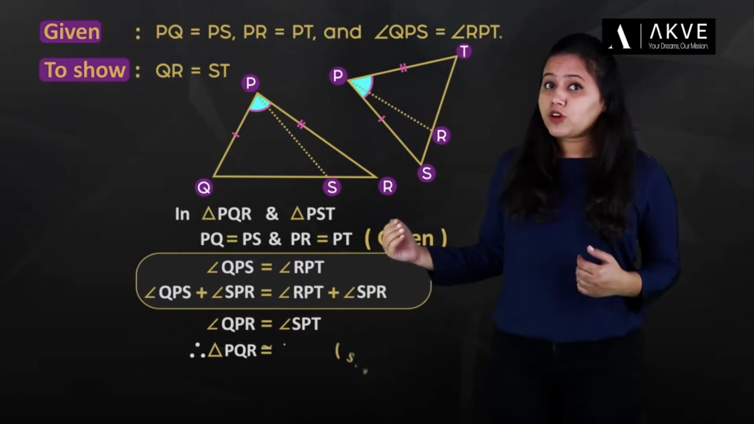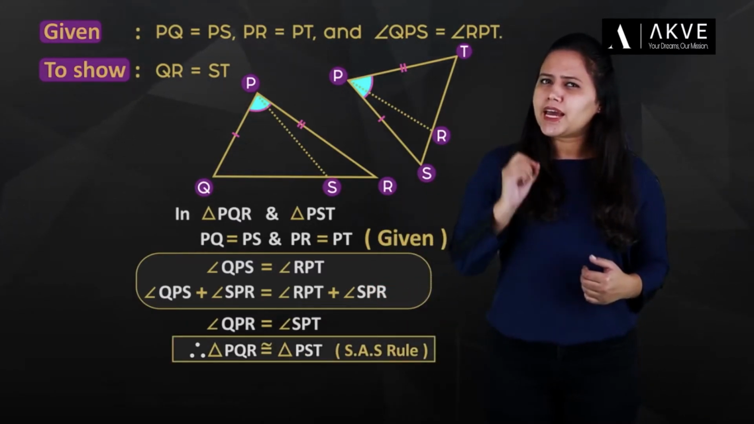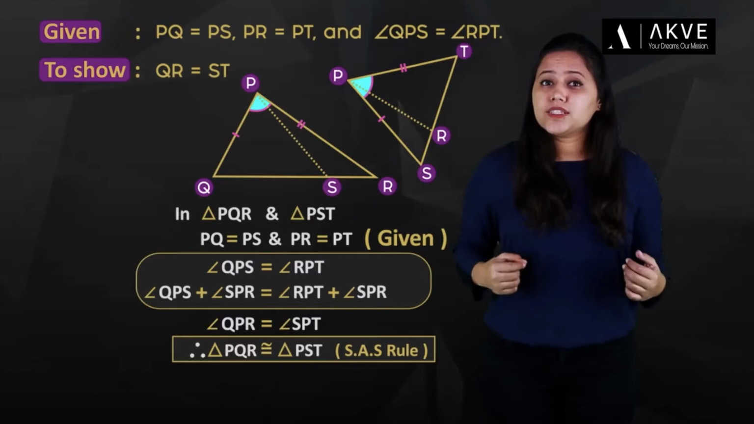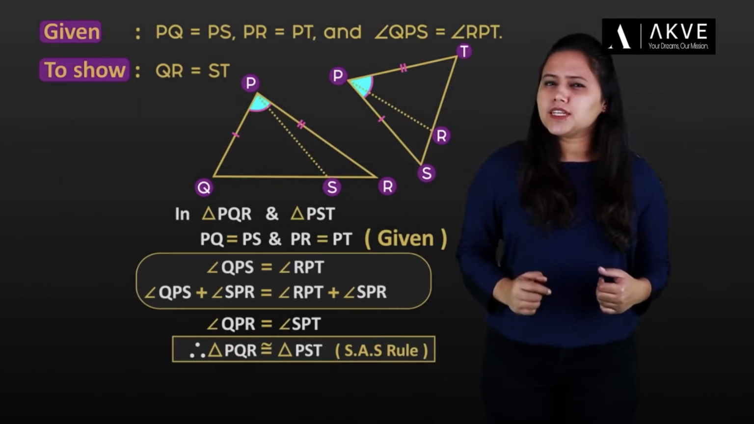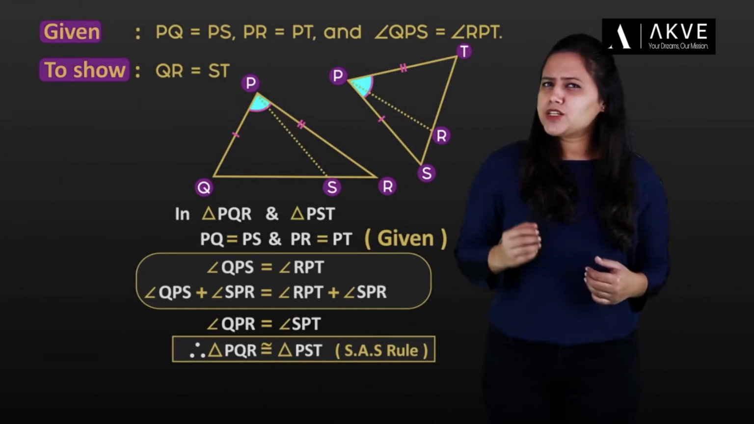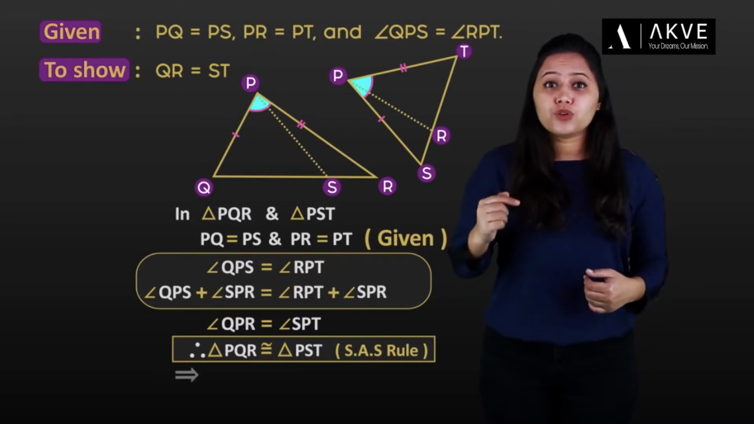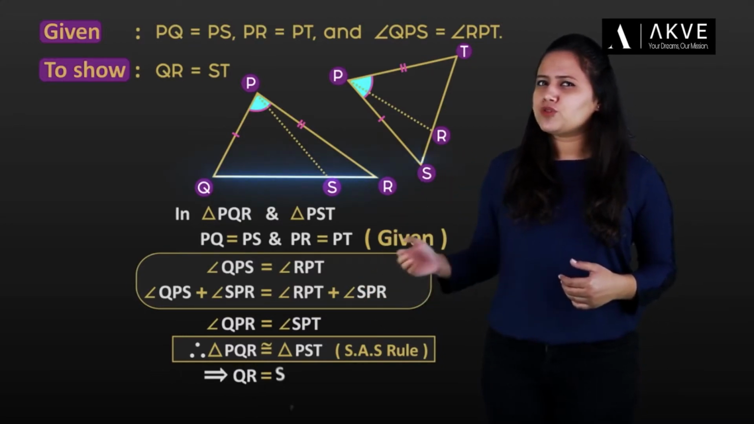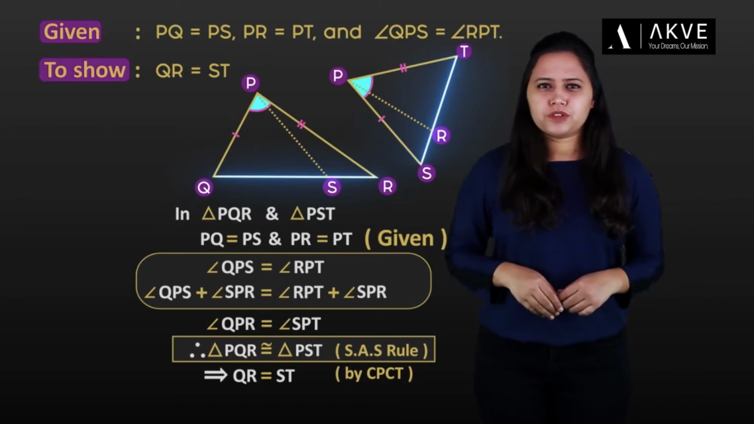Thus, both the triangles are congruent by SAS rule. And once again, we will use CPCT, that is, corresponding parts of congruent triangles to show that QR is equal to ST. Hence proved. Now, before winding up the video, let's solve one more problem.